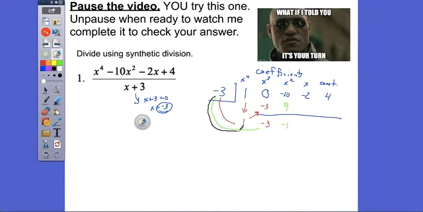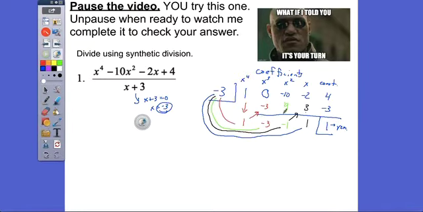Multiply again. Negative 3 times negative 1, which is 3. Add these two together. Get 1. One last time. Negative 3 times 1 is negative 3. And add those two together to get your remainder, which is 1. Remember, this is our remainder right here.